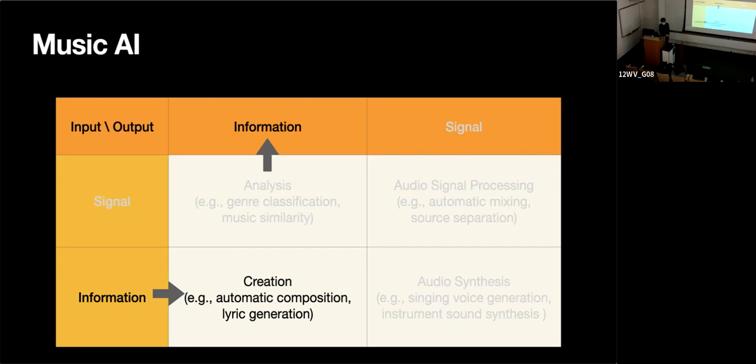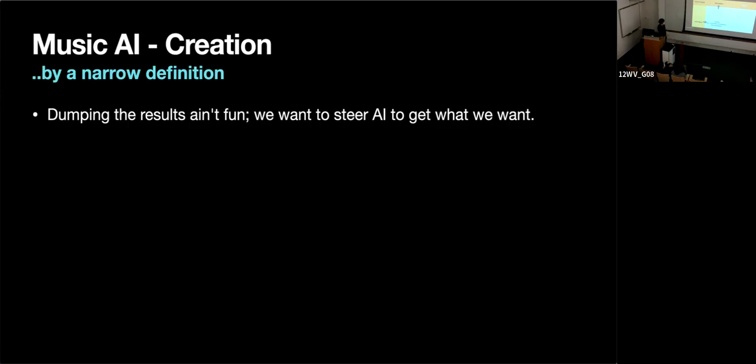Right, so for the second part, we move on to creation, which is information in, information out. Just a disclaimer: of course, the definition of creation that I said, information in, information out, is a super narrow definition of creation. For example, singing itself is a creative activity, so I don't want to exclude it from the creative part. But here, that's the definition of this four-way categorization. Again, the same idea.